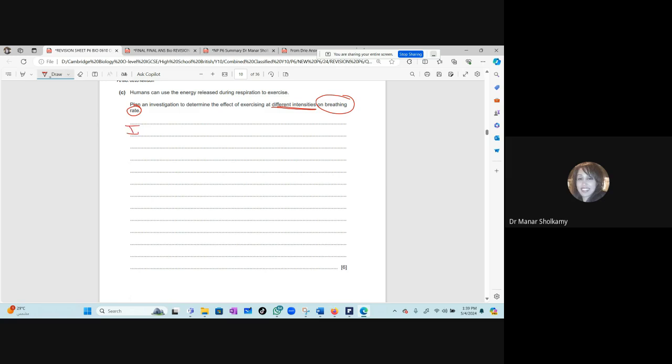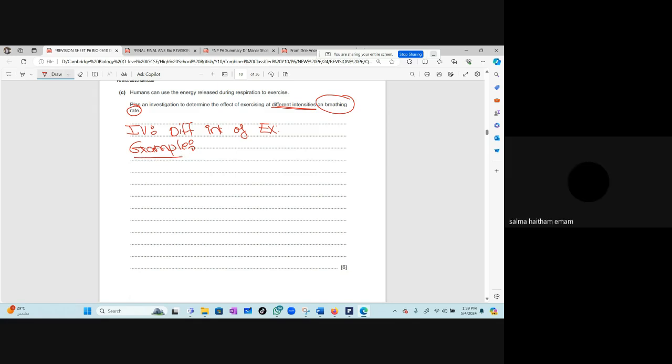What is the independent variable you said? I'm going to write it like this. You told me different, write the word different. It's good. Different intensities of exercise. Is this enough or do I give examples? Give examples. Exactly. Think of examples.